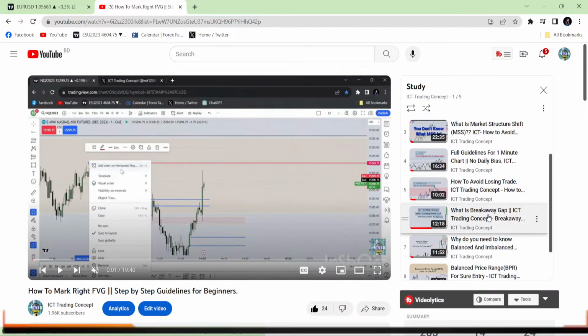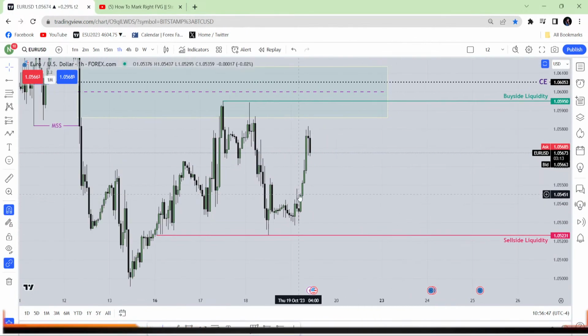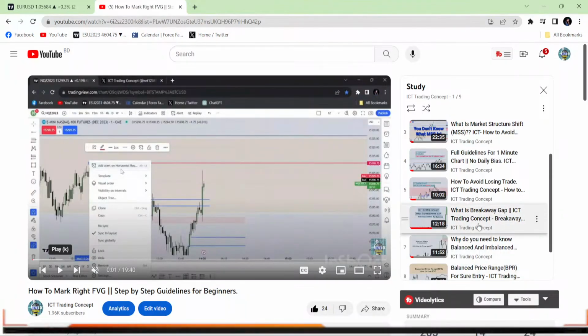Then I have described what is breakaway gap. This will help you understand which gap the market will come to. Think this is the market structure shift. There are 2, 3, 4, 5 fair value gaps. How do you know which fair value gap will be traded? I described this in this video, what is breakaway gap. In this video, you will understand which fair value gap you should choose. And now, one more thing, brother.